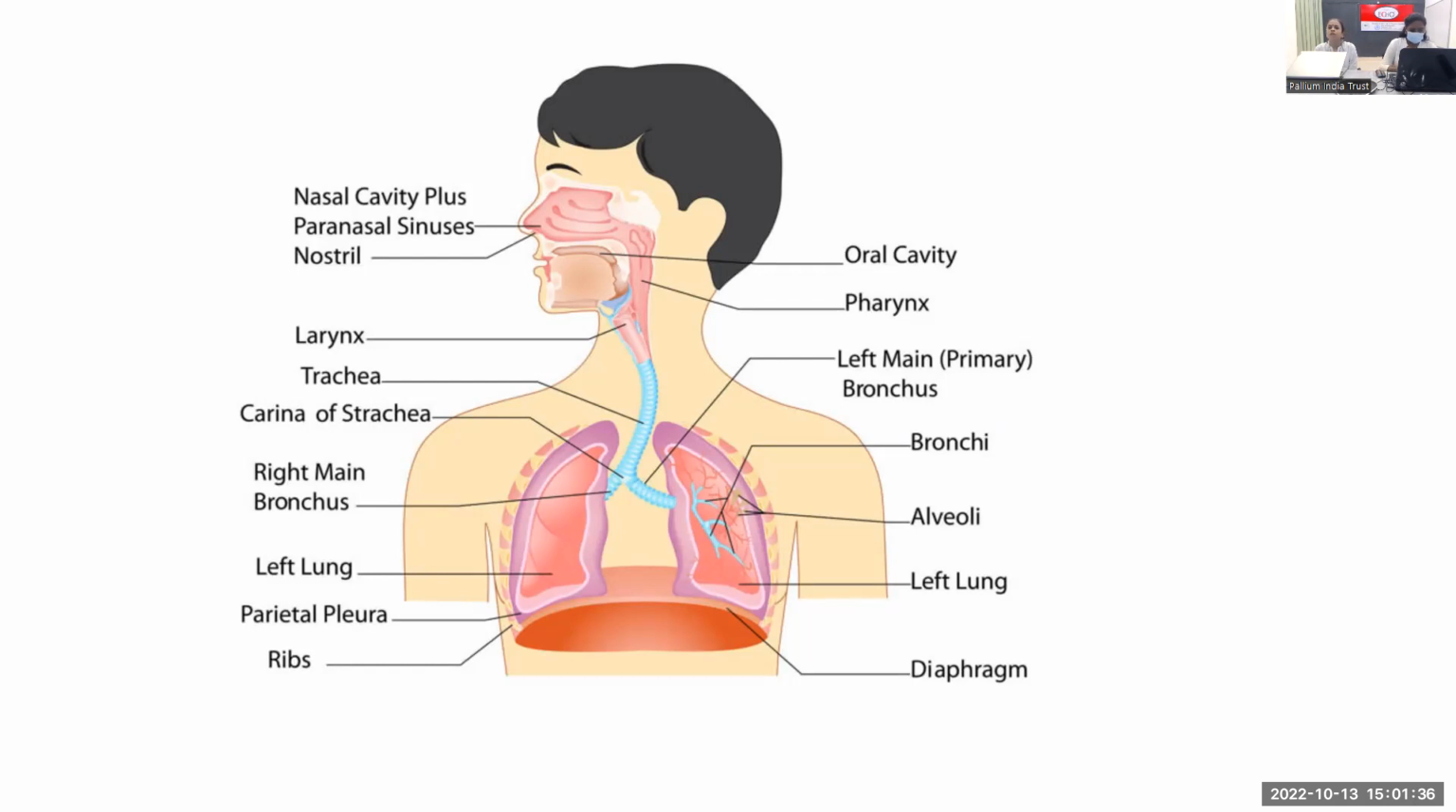Nasal cavity, and we know that you have a lot of nasal sinuses around it, larynx, pharynx, and then trachea dividing into two bronchus to both sides. We know that the left bronchus is slightly longer than the right.